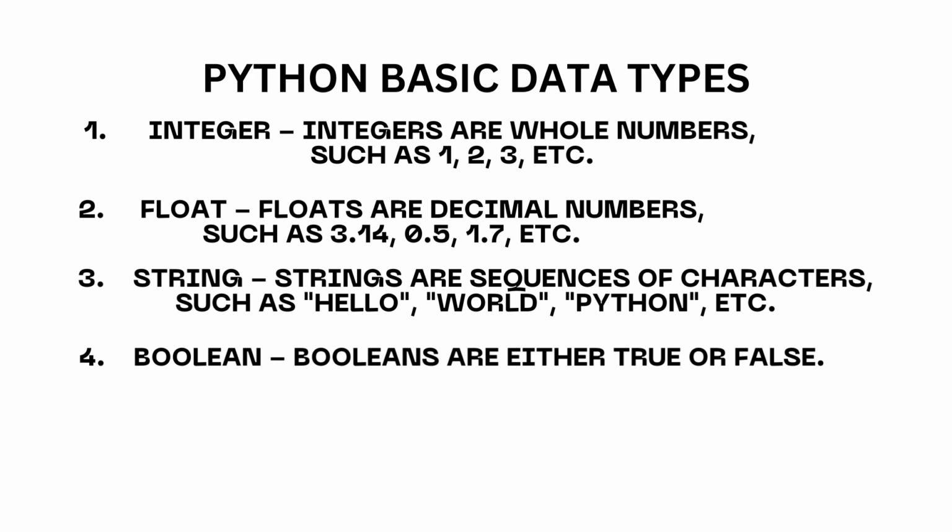First, let's talk about what data types are. In programming, data types are used to classify different types of data. In Python, there are 4 basic data types. Integers are whole numbers, such as 1, 2, 3, etc. Floats are decimal numbers, such as 3.14, 0.5, 1.7, etc. Strings are sequences of characters, such as hello, world, Python, etc. Booleans are either true or false.